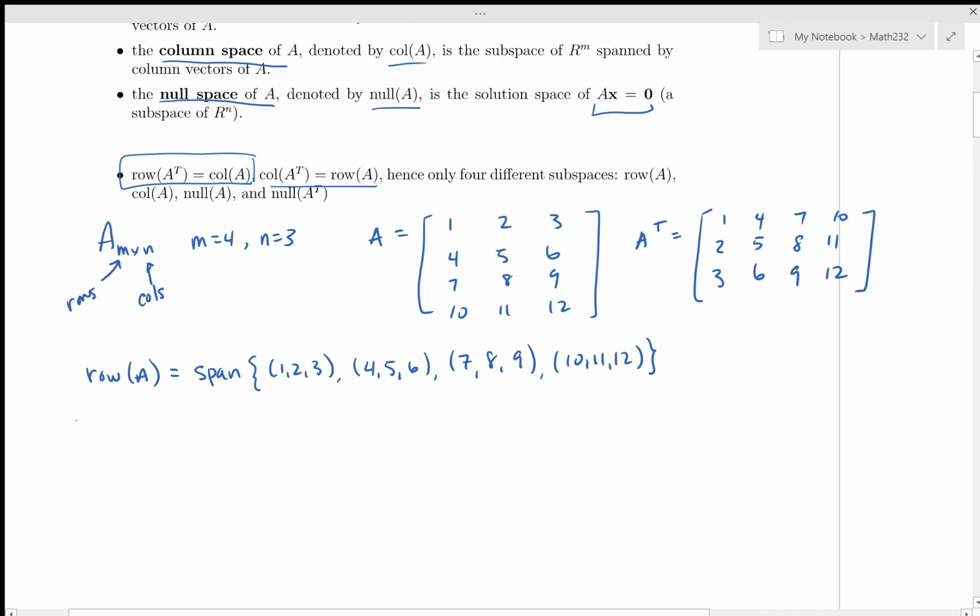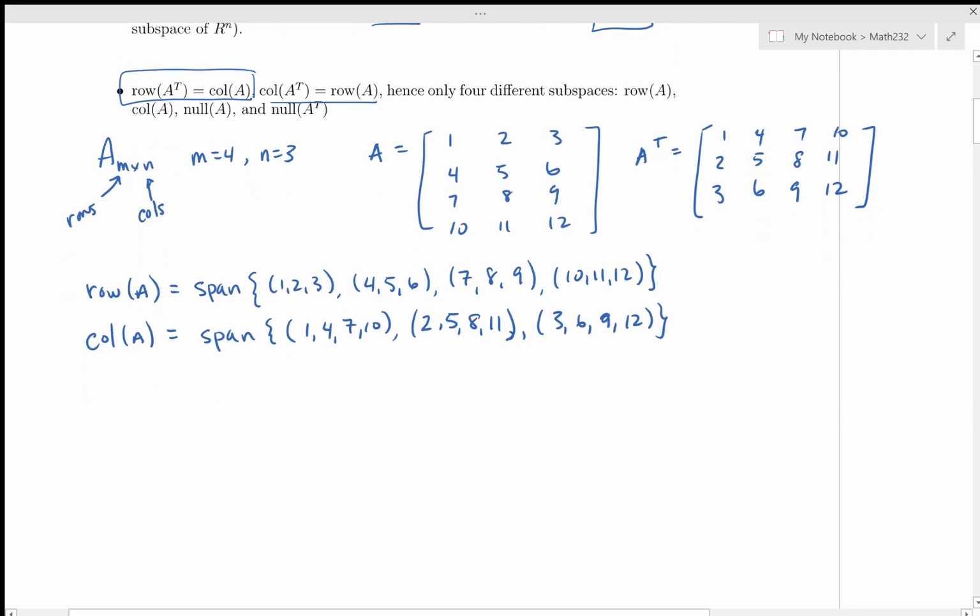The column space of A is the space spanned by the vectors that make up the columns of A. So that is 1, 4, 7, 10; 2, 5, 8, 11; and 3, 6, 9, 12. So that is the column space.